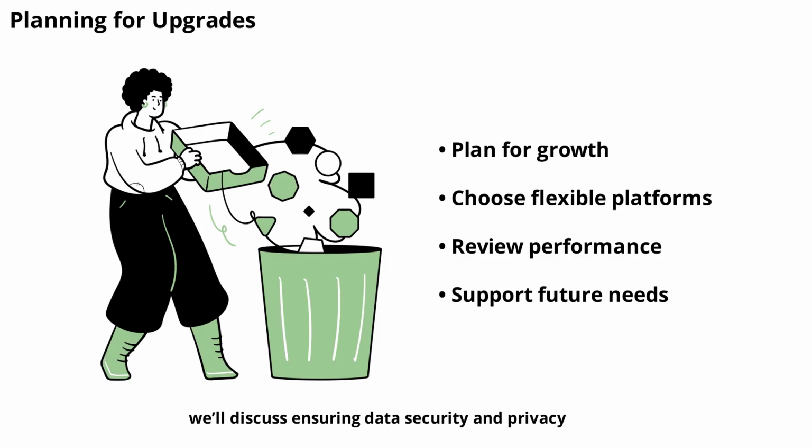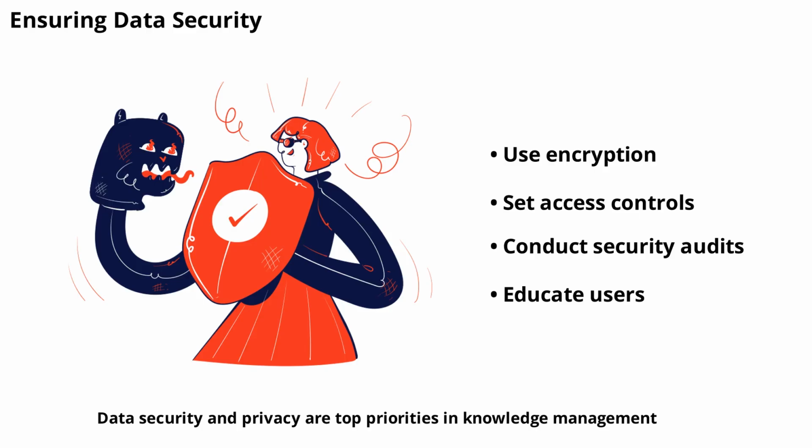Next, we'll discuss ensuring data security and privacy. Data security and privacy are top priorities in knowledge management. Use your software's security features, such as encryption, access controls, and regular security audits. Educate users about safe practices and monitor for potential threats. Strong security measures protect your knowledge assets and maintain trust.